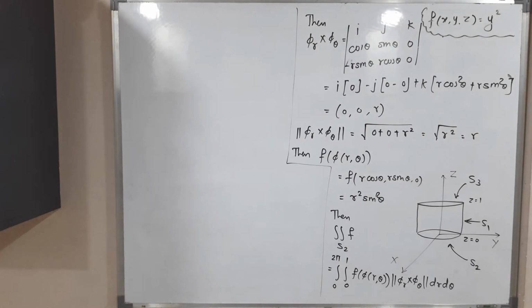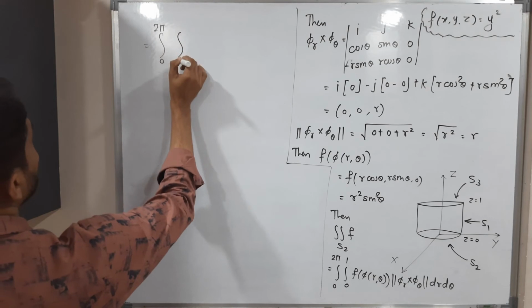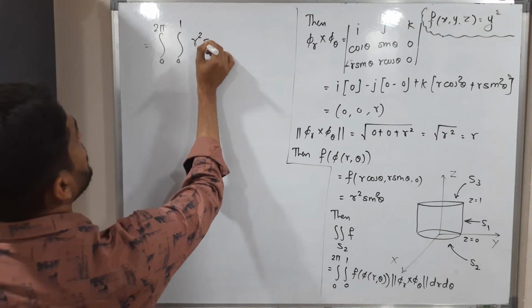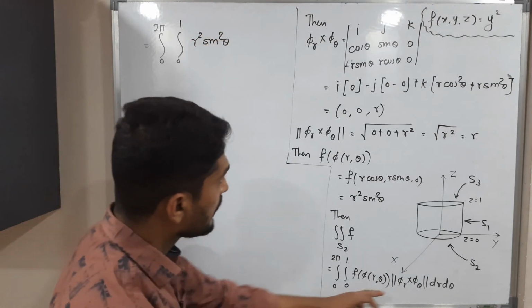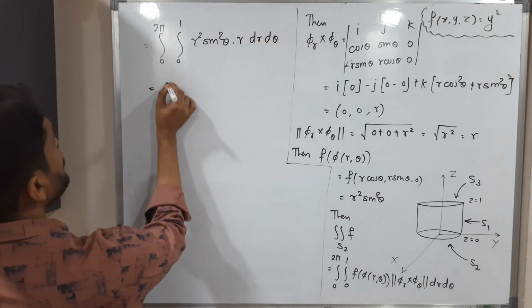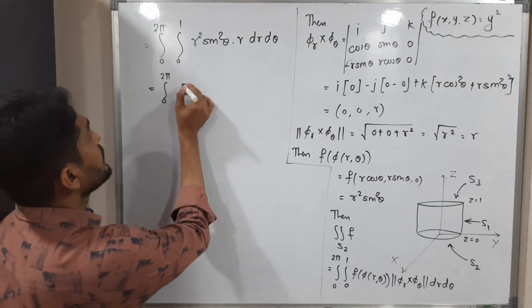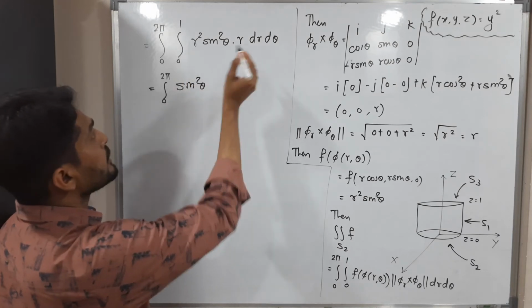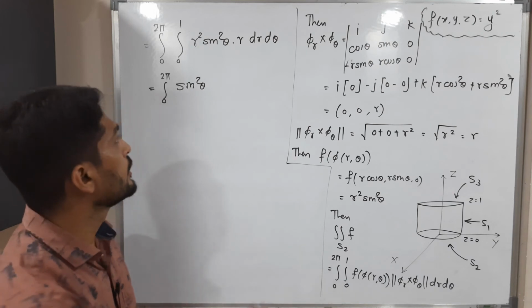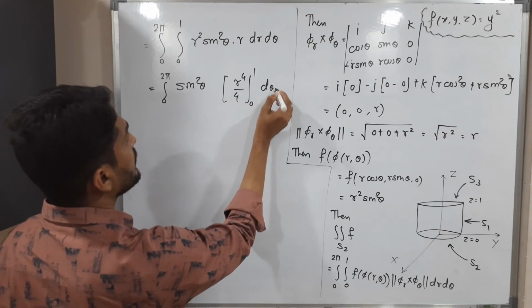So let us simplify it. This is equal to the integration from 0 to 2 pi, 0 to 1, of r square sin square theta, times the norm which is r, dr d theta. First of all we will integrate with respect to r. Sin square theta is constant, so it will come outside. So r square into r gives r cube. What is the integration of r cube? R raised to 4 by 4. So r raised to 4 by 4 from 0 to 1, d theta.